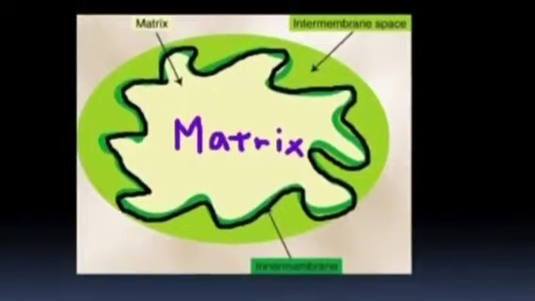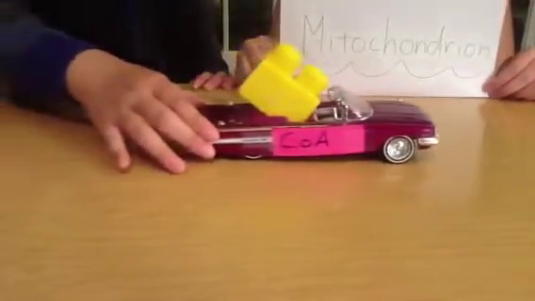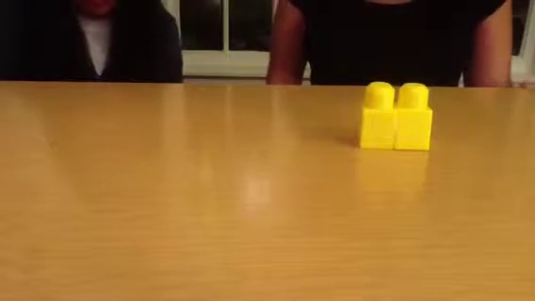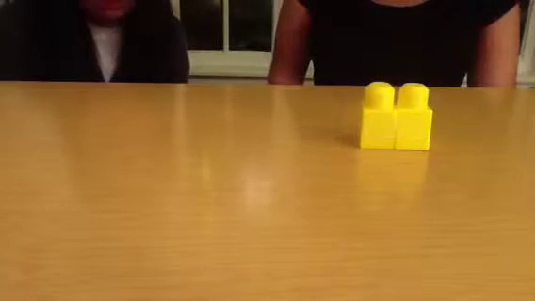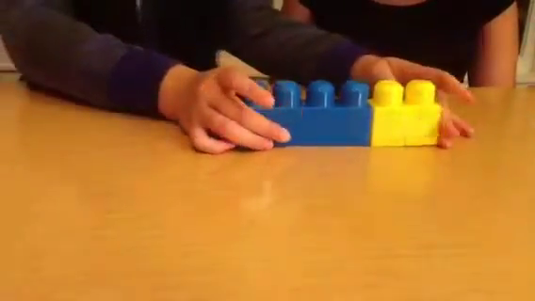So, next comes the Krebs cycle. We have now moved from glycolysis, which occurs in the cytoplasm of the cell, to the Krebs cycle, which happens in the matrix of the mitochondria. First, the acetyl-CoA enters the mitochondria and drops off the 2-carbon molecule. Next, the 2-carbon acetyl group attaches to the 4-carbon molecule oxaloacetate to form a 6-carbon molecule of citrate.